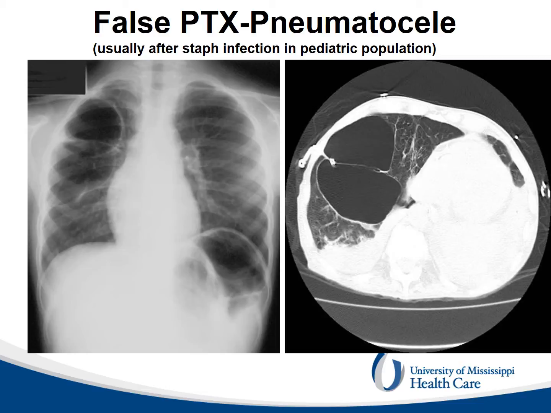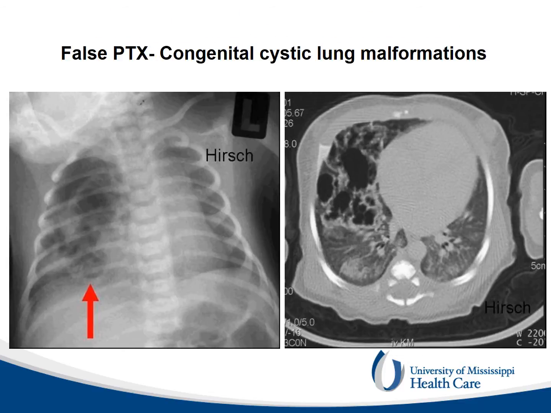In the pediatric population, some conditions can be confused with a pneumothorax on a chest X-ray. A pneumatocele is a giant intrapulmonary air-filled cavity, resulting more commonly from staphylococcal necrotizing pneumonia. Also, congenital cystic lung malformations may mimic a pneumothorax on a chest X-ray.